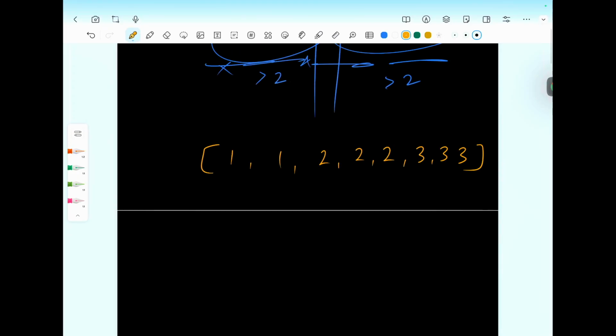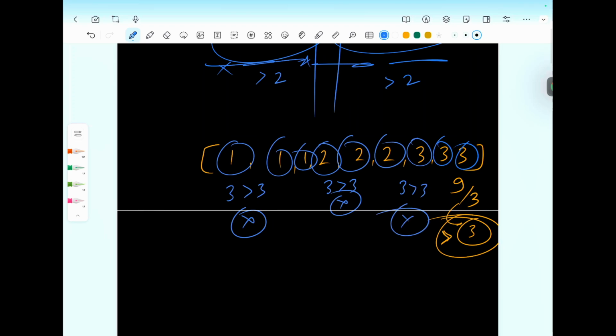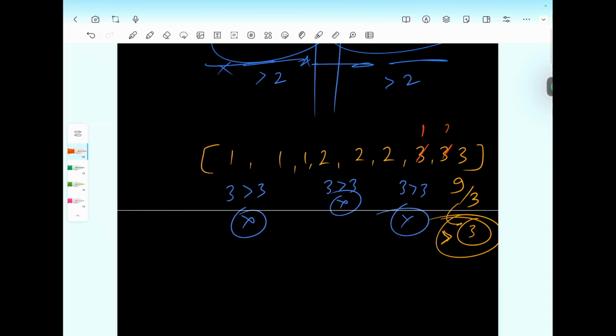Let's take a different example. Say array size is 8. Okay, let's take one more element, so array size is 9, and if we divide it by 3, it becomes 3. So you should have elements with frequency greater than 3, right? But 1 2 3, 3 greater than 3, no. 1 2 3, 3 greater than 3, no. 1 2 3, 3 greater than 3, no, right? So only 2 elements can have frequency greater than n by 3.